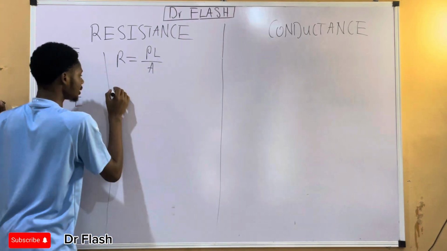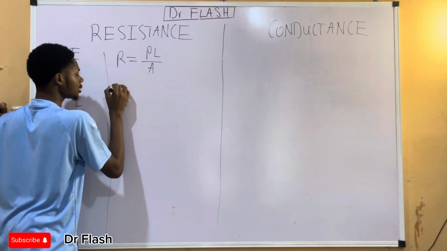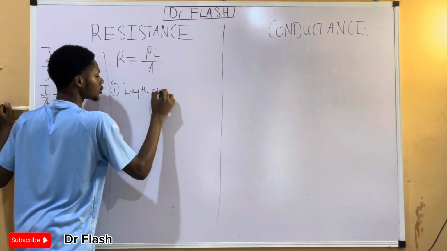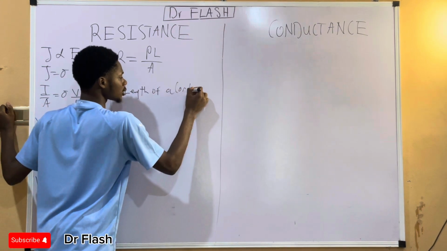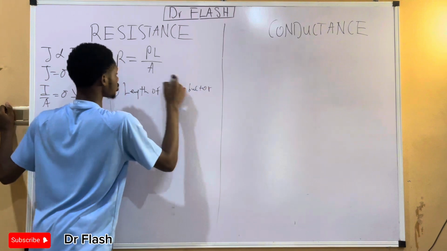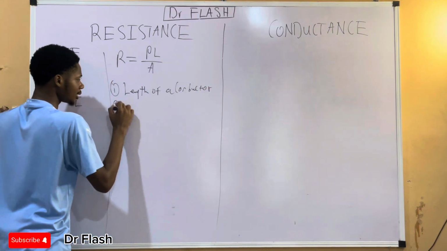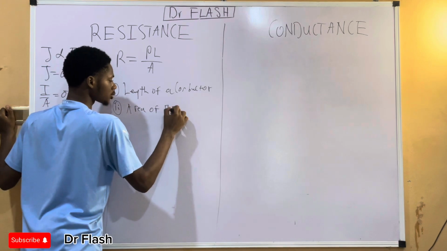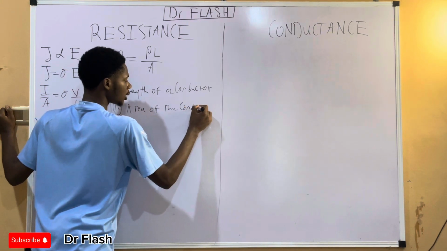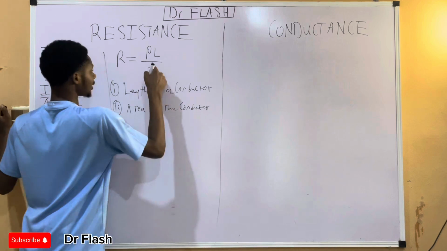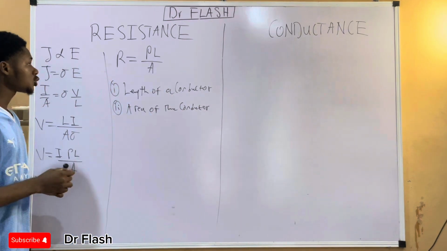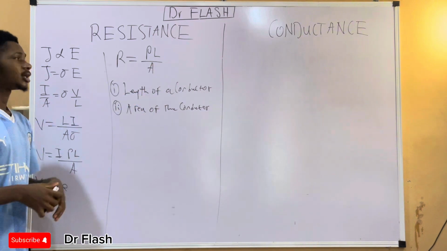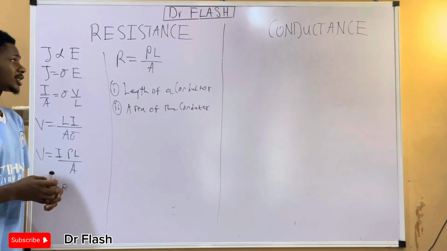R depends on length. So we see that resistance depends on the length of a conductor. That's one thing we should take note of. It will also depend on the area of the conductor, and you can see from the formula that it's inversely proportional to the area. So the more the area, the less the resistance expected, and the more the length, the more resistance expected.